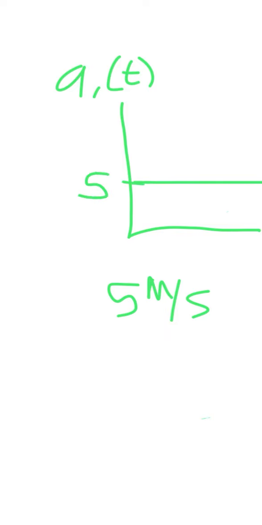Now for a sub 1 of t, we know that the velocity of x sub 1 of t is 5 meters per second, and it has no acceleration. So the graph would look like this. Constant at 5.